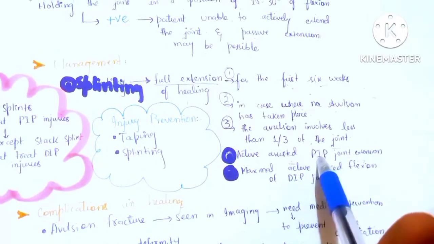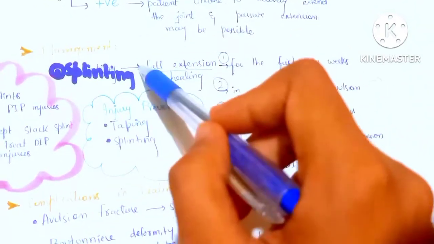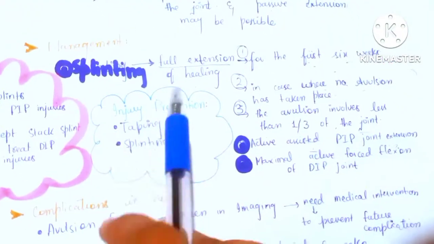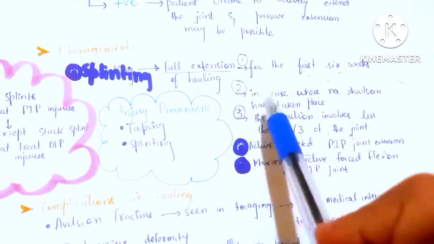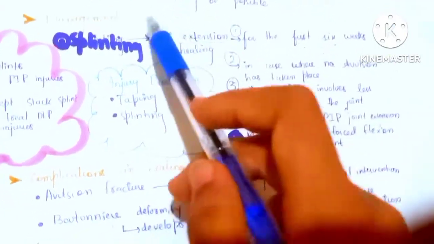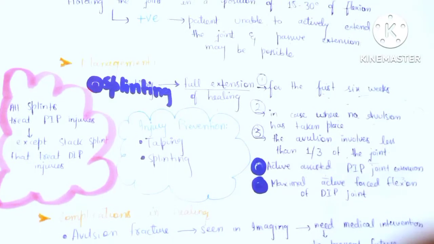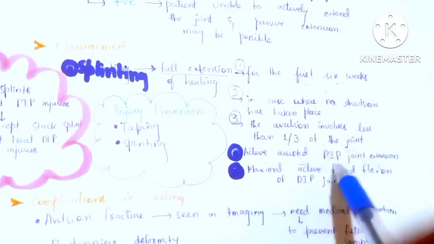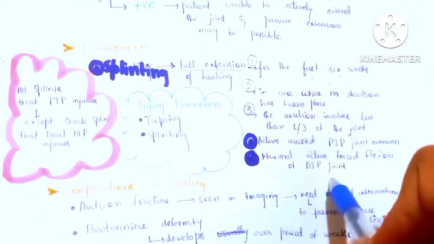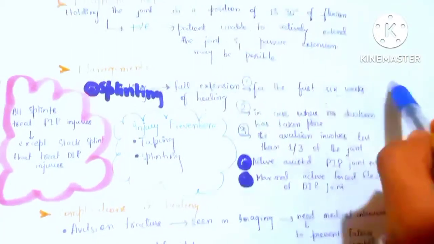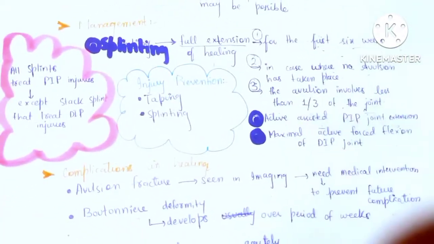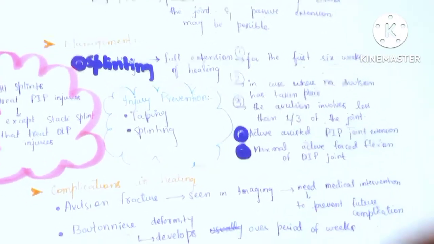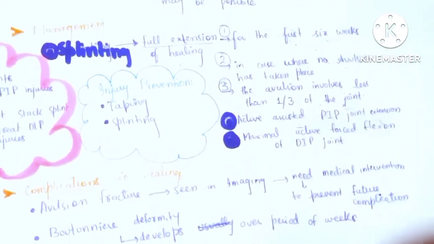Next one is active assisted PIP joint extension. Before that, during the splinting phase, you can simply perform passive extension exercises. But after the splint has been removed, or when the splint is near to being removed, you can perform the active assisted PIP joint extension and maximal active force flexion of the DIP joint. This is the simple management during physical therapy treatment, because this condition is not only associated with sports but also with rheumatoid arthritis.